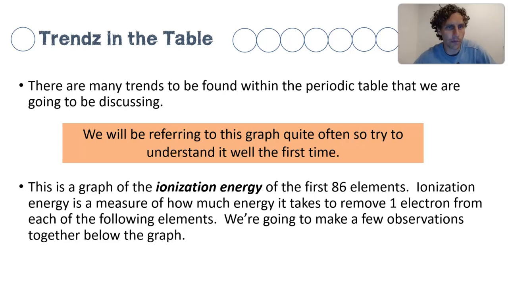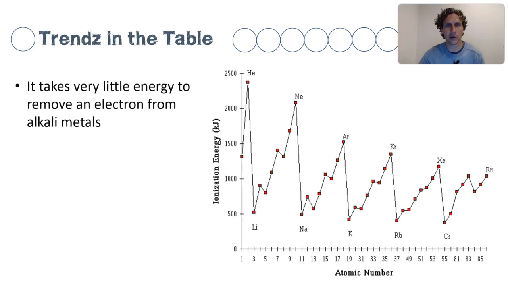Trends in the table. Okay, this is the last part of this lesson. So there are trends that we're going to be discussing. There's a graph in the following slide that shows ionization energy for the first 86 elements on the periodic table. So what is ionization energy? It is the energy that is required to remove 1 electron from an atom. Okay? And so we're going to make some observations about the graph. Okay, so here's our graph.